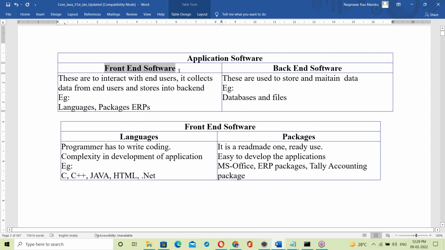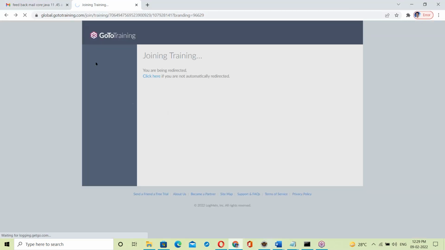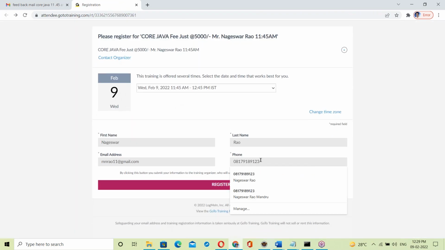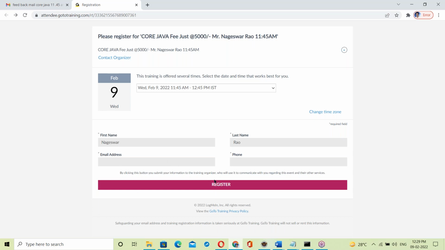In application software, there's a front end and a back end. So what is front end? What is back end here? See, this is front end. Here we are submitting some information, some details. This form is a front end. Fill this in and register. This form is collecting data from us. So this is called front end: it interacts with users and collects data from users.